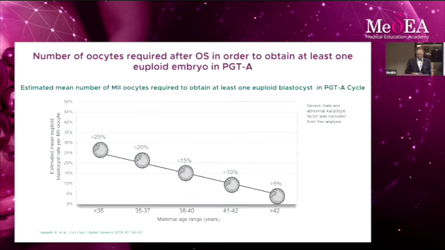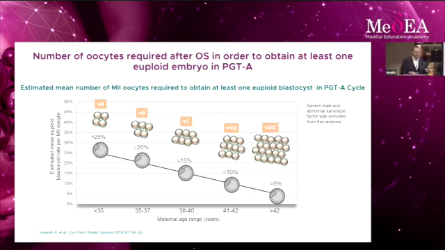Because, of course, if I have young patients, and my goal is to obtain one competent embryo, maybe 4 or 5 oocytes can be enough. But look, if I have a patient at 40, 42, how many eggs do I need to obtain the same identical goal, one competent embryo? Because competent embryo means to arrive to blastocyst and also to have a euploid blastocyst. So this means that the number of oocytes is important, but we need to correlate it with the age of the woman that we have in front of us.